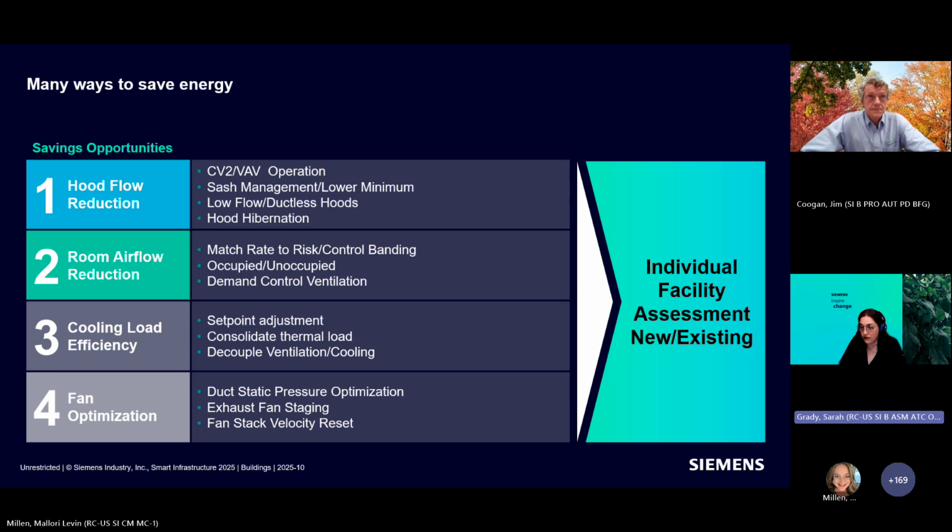Can we convert it from constant volume? Can we do better sash management? Are there possibilities for low flow or even ductless hoods? And when the labs are vacant, can we do something like hood hibernation?